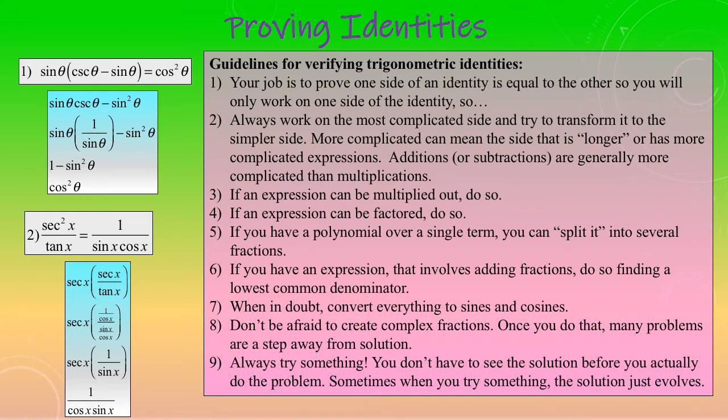Number 7, when in doubt, convert everything to sines and cosines. We saw that in problem number 2. Number 8, don't be afraid to create complex fractions. Once you do that, many problems are a step away from solution. Again, we saw that in problem 2. And number 9, always try something. You don't have to see the solution before you actually do the problem. Sometimes when you try something, the solution just evolves. And if you try something and it doesn't seem to be heading anywhere, then try something else.